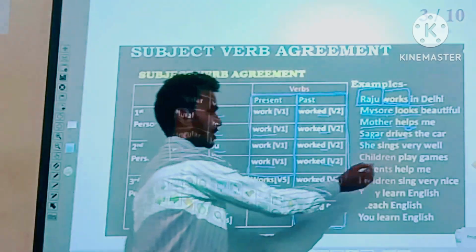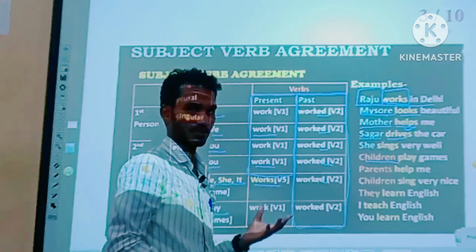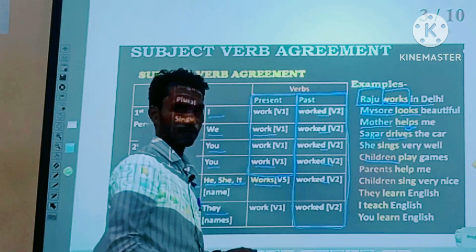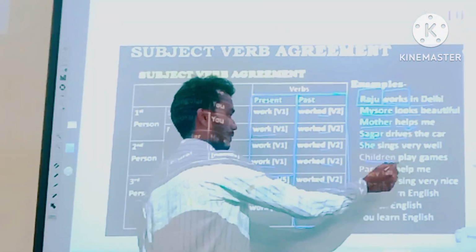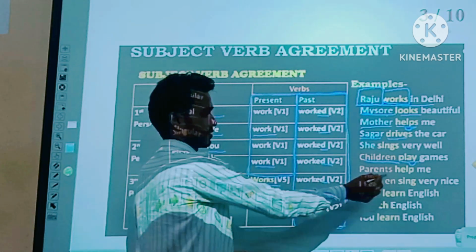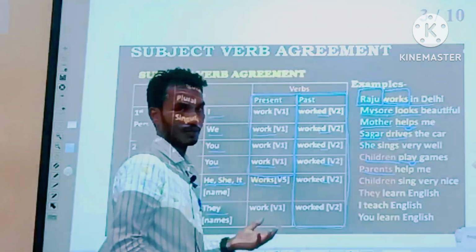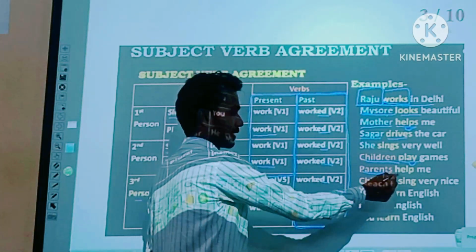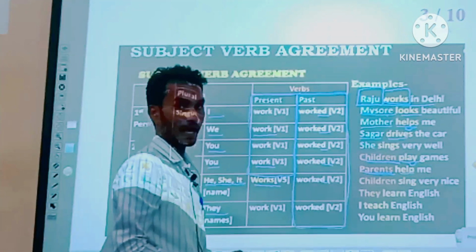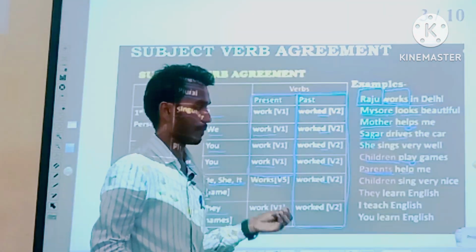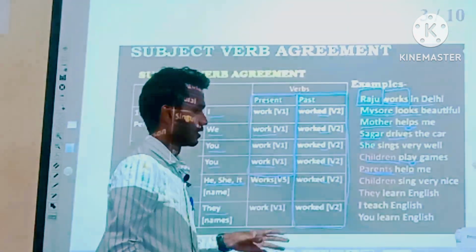Here, child is singular, children is plural, right? So the subject children is plural and the verb should be plural, right? Parents, it's not a parent, it's parents. So the subject here is plural and the verb should be plural. Help, it's not helps, we should say parents help me, right?